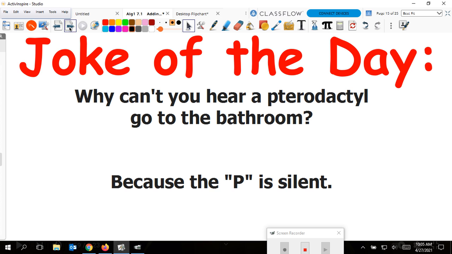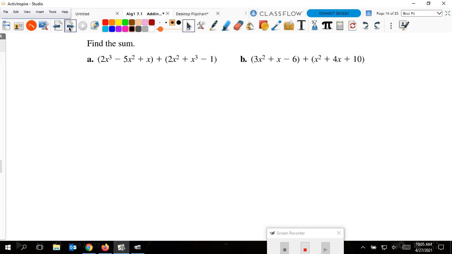The P is silent. Okay, now let's head on to sums and differences. So we're going to add and subtract polynomials now. We're going to see how we have 2 polynomials here with an addition sign between them. If we were to add the polynomials together, all we're going to do is just combine like terms. That's all we do. So we look for the like terms.